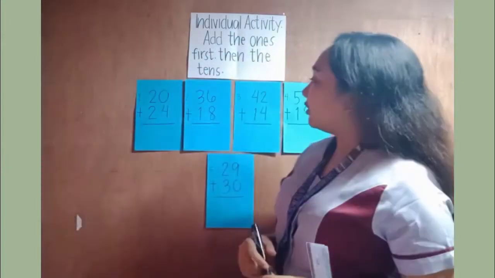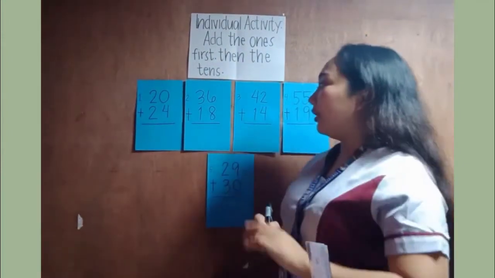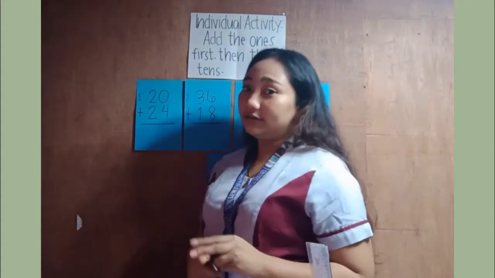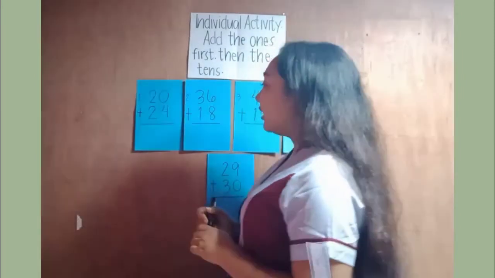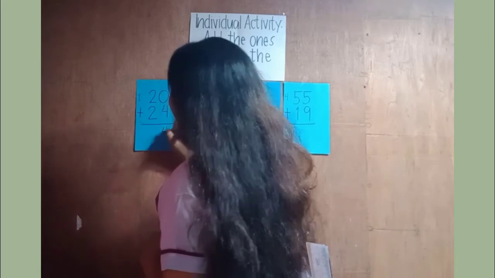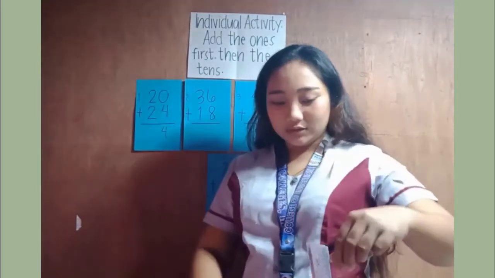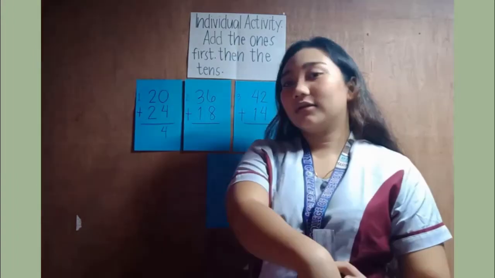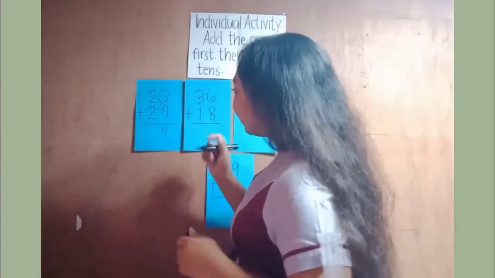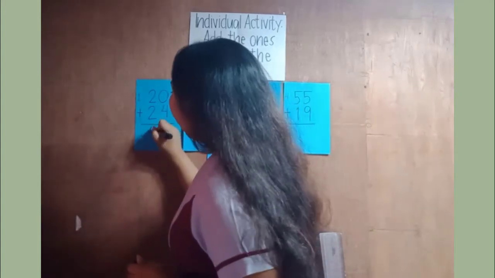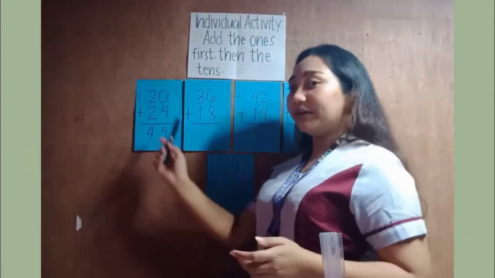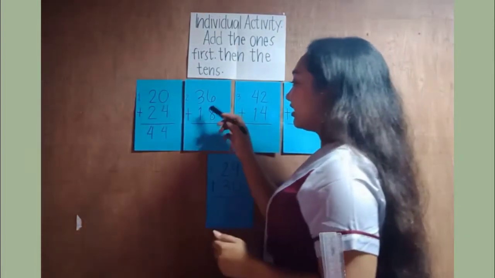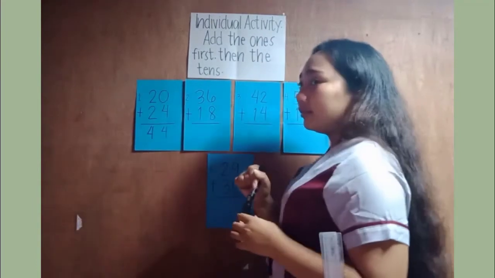Okay, class, are you all done? So we will solve the problems. In number 1, there are 20 plus 24. So 0 plus 4? Yes, is equal to 4. How about 2 plus 2? Yes, this is 4. 2 plus 2 is equal to 4. So in number 1, 20 plus 24 is equal to 44. So number 2, 36 plus 18, 6 plus 8.